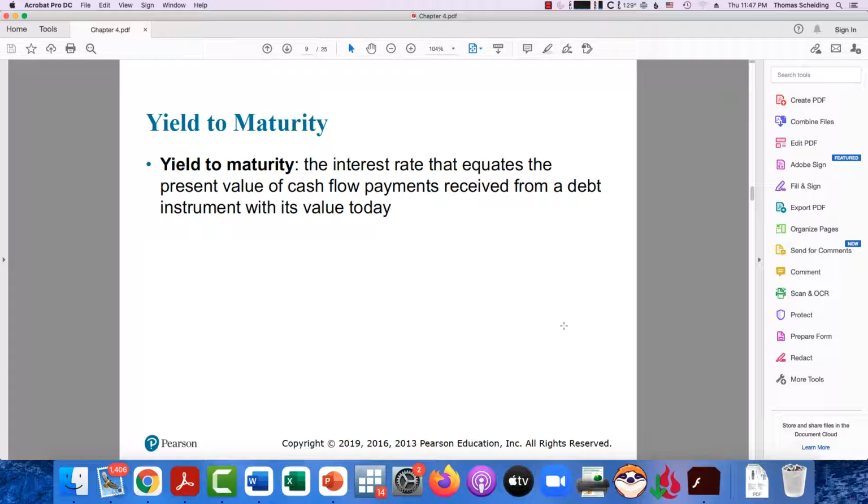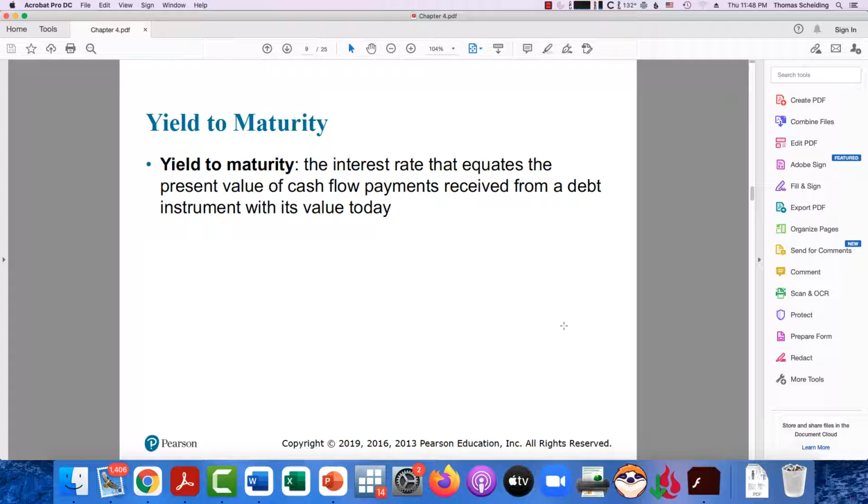Now, going back to this topic of yield to maturity. Under yield to maturity, again, I discussed it as basically an internal rate of return. You could think of it as the interest rate that ensures that the present value of the cash flow payments received is equal to the value that I'm receiving today.